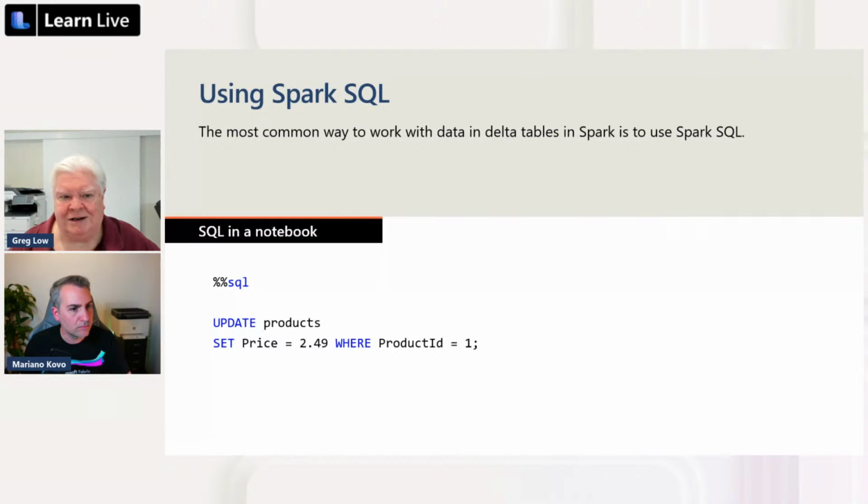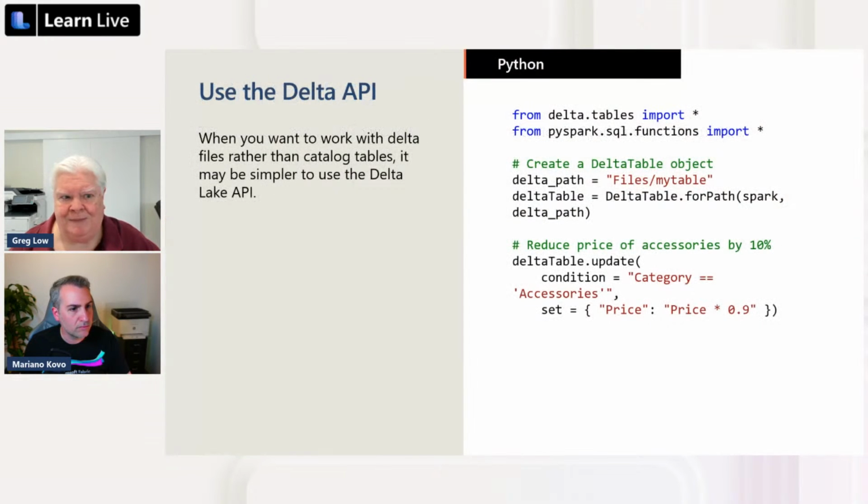Another way, though, is to call the Delta API. If you want to work with Delta files rather than directly with the tables, there are scenarios where it's easier to use the Delta Lake API to do the work. In the Python, I've said from delta.tables import all the functions, and from pyspark.sql.functions bring them in. Then we've defined a couple of things. The Delta path is going to be under Files, my table, and the Delta table I'm defining as being Spark and on that path.